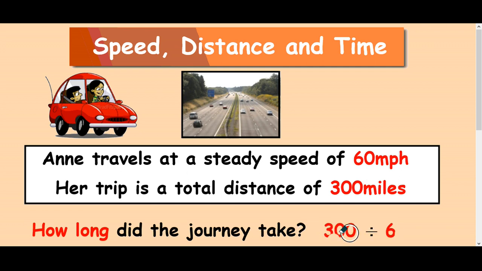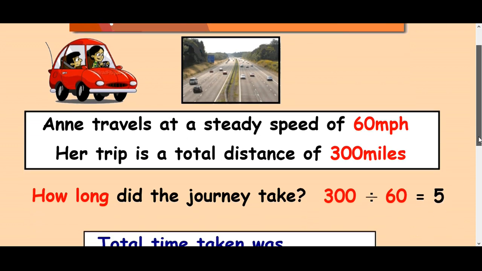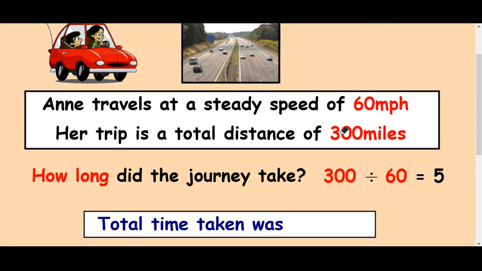So that's a divide, isn't it? So in order to do that, get rid of the 2 zeros, and it's the same as 30 divided by 6, and that's going to give you 5. So the journey time took 5 hours, 60 miles for every hour, so 5 hours to do 300 miles. Now that works for other calculations as well. To work out time, what you need to do is take the distance and divide it by the speed.